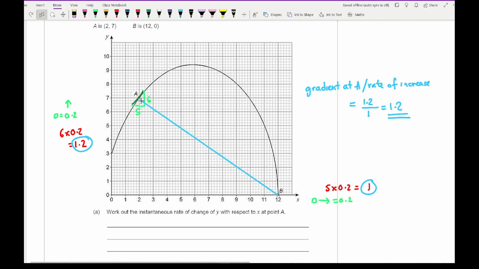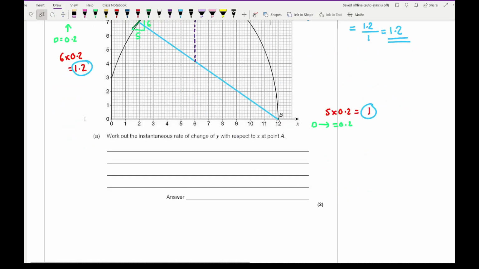Looking at this, you can see that from A to B, the gradient does change, going positive and then negative. If I draw another line here, this is where the rate of change is increasing, and here is where it is decreasing.